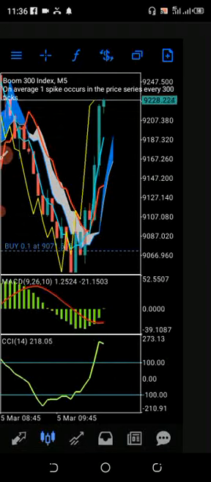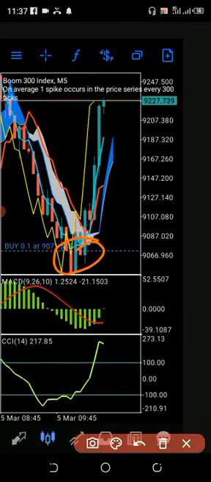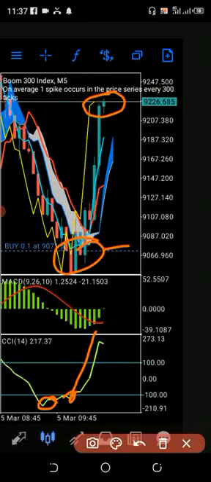Go to crash 300. Have you seen what happened here now? Just imagine that you entered your trade like this. Do you know how much I entered on this market here? Do you know how much I have by now? So I'm not teaching you what I don't practice. Now watch here. It touched and it has reached this place.